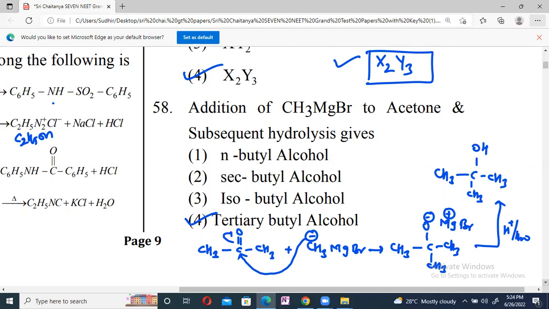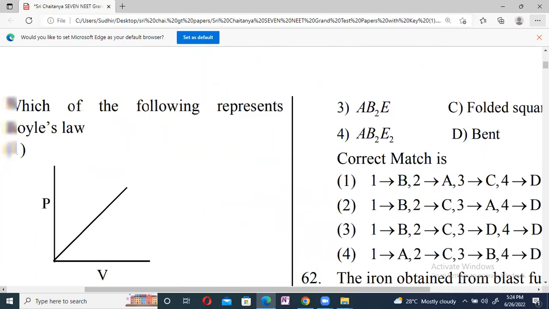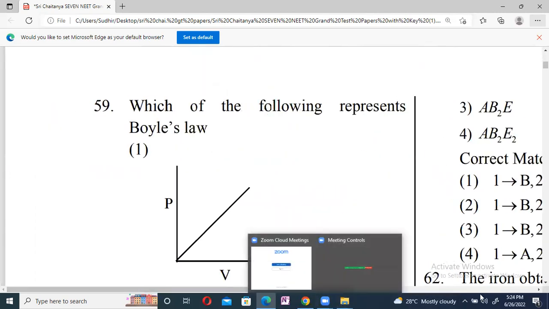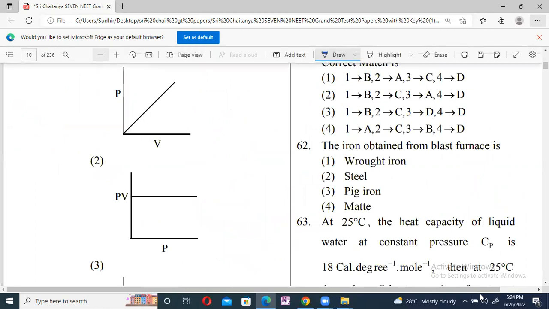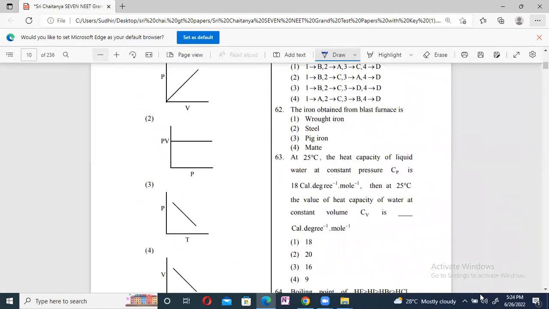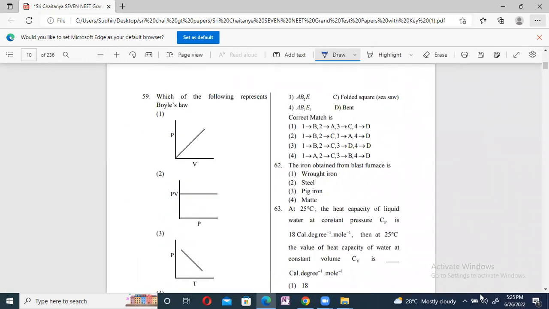Now question number 59. I should minimize it because all the graphs should come here in one question. See, you can see question number 59. Which of the following represents Boyle's law? But you remember, Boyle's law is nothing but volume is inversely proportional to pressure, or pressure is inversely proportional to volume. As a graph they have taken pressure and volume, so I should consider that here, right? Now, which of the following represents Boyle's law?